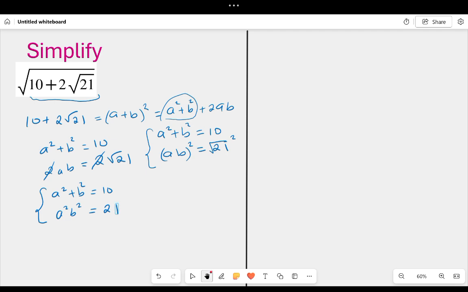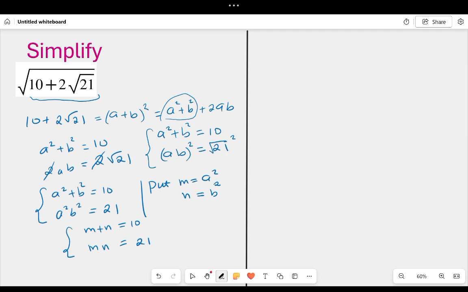Our next step is to see how we can best solve this. To make it a little easier, we need to do a quick substitution. We are going to put m equal to a squared and n equal to b squared. Rewriting this, we simply have m plus n is equal to 10, and mn is equal to 21.